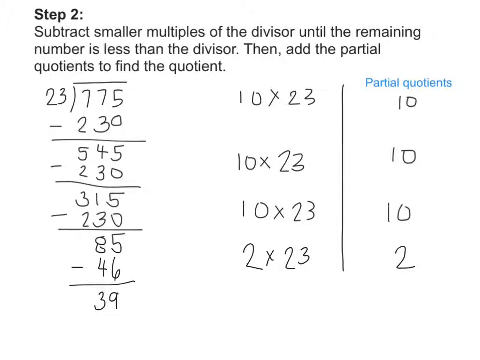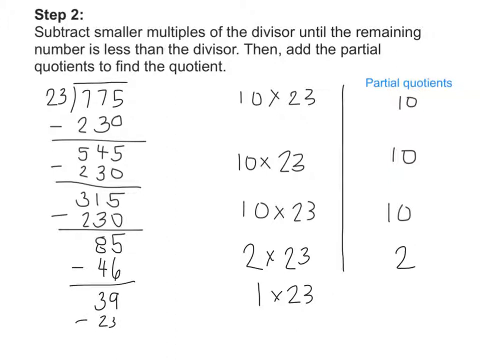Is our remaining number smaller than the divisor? Is 39 smaller than the divisor? Can we take away another group of the divisor? How many times can we do that? Misaki? 1. So we can do 1 times 23. What is 1 times 23? 23. So I need to subtract that from 39.